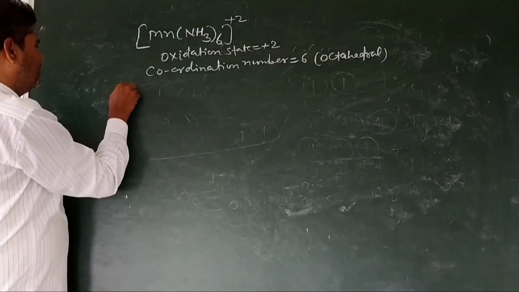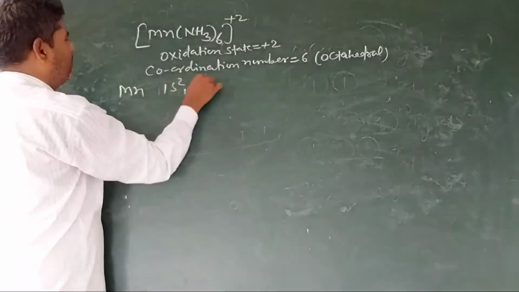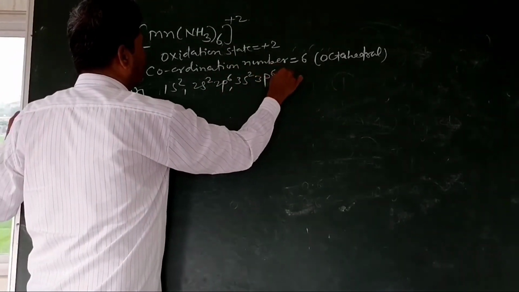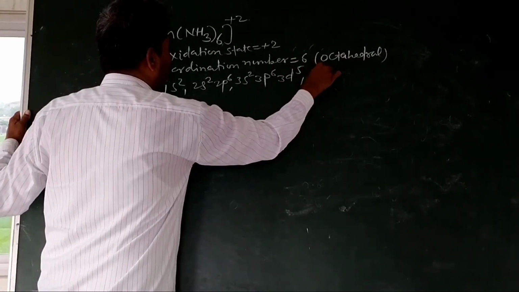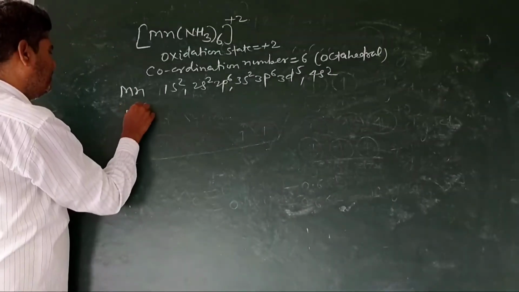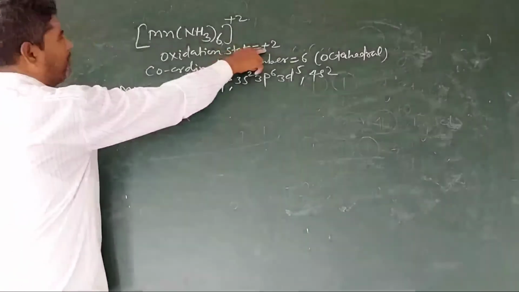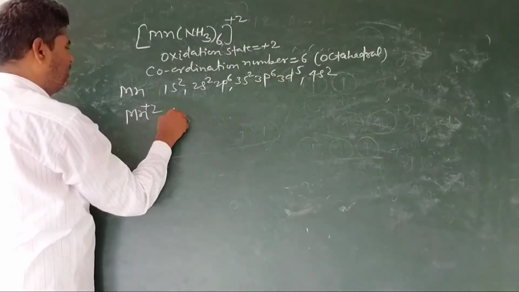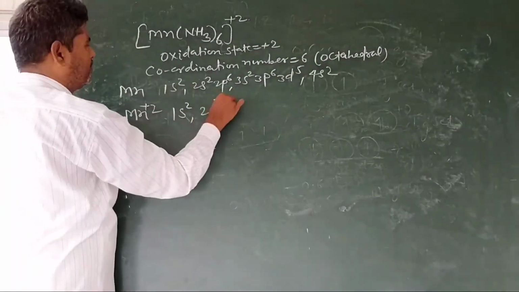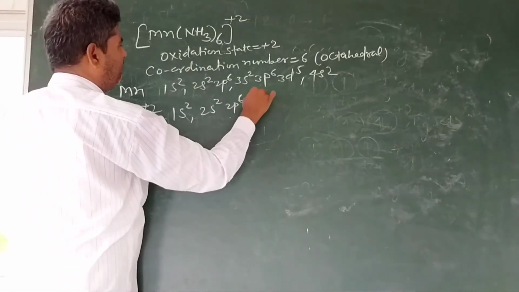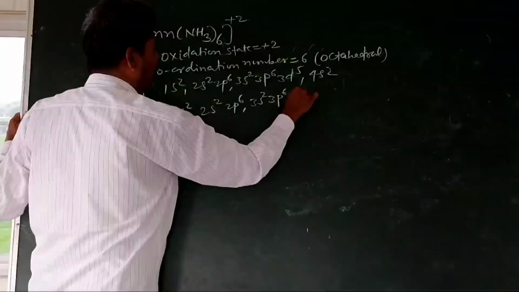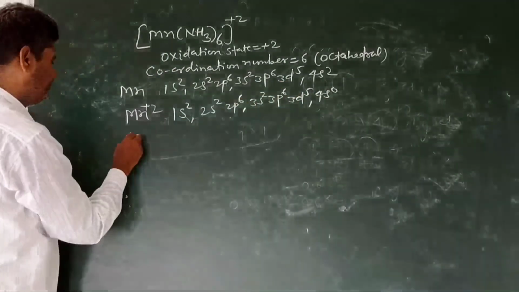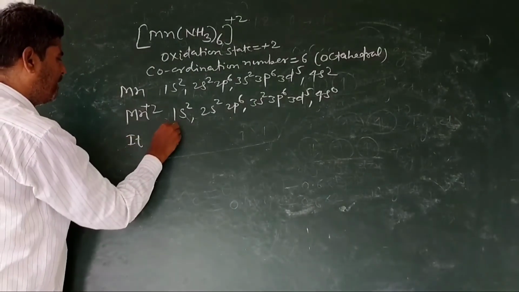Now the configuration for the element: 1s2, 2s2, 2p6, 3s2, 3p6, 3d5, 4s2. Now the configuration for the element plus 2. The oxidation state is plus 2, so we will remove 2 electrons from 4s: 1s2, 2s2, 2p6, 3s2, 3p6, 3d5, 4s0. It is a d5 system.